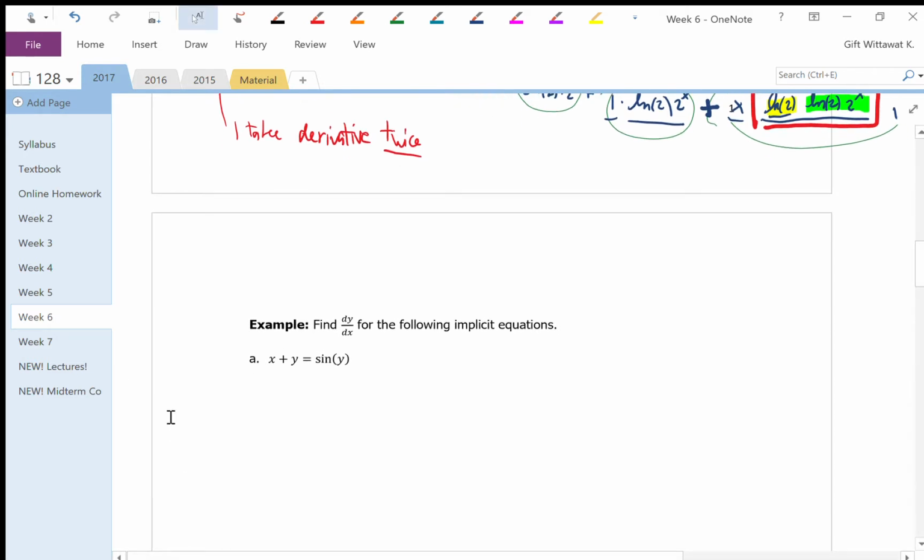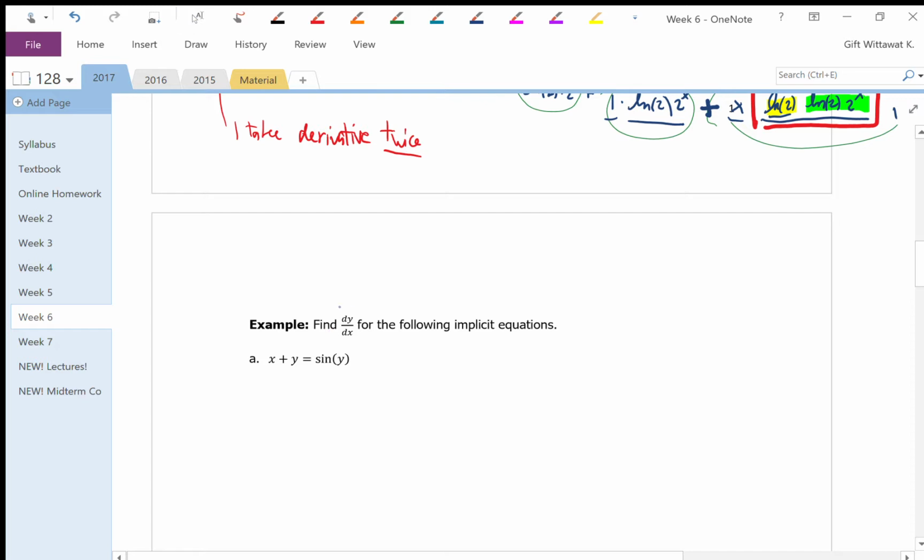Sometimes you have functions where x and y kind of got mixed up. Like in this one, you cannot rewrite this function as y equal to something in x because you have x plus y equal to sine of y. There's no way you can solve for y in terms of x. But I want to find the derivative of this function.